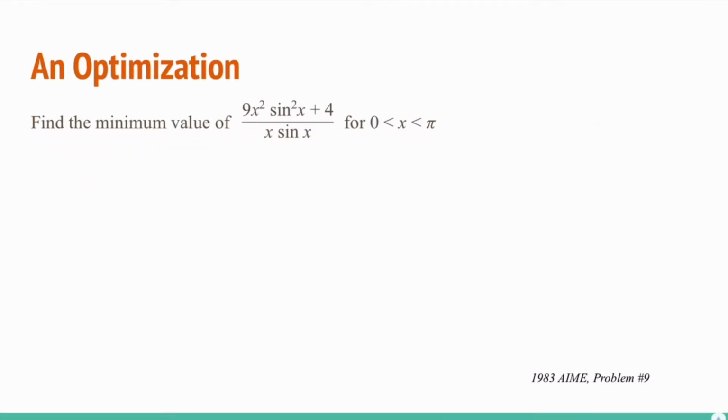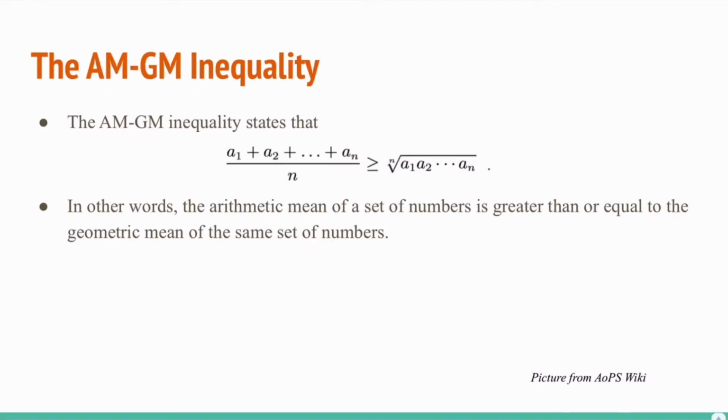Another type of inequality problem is an optimization. Find the minimum value of (9x² sin²x + 4) / (x sin x), for 0 < x < π. This problem looks complicated, but we might be able to simplify it. That is where the AM-GM inequality comes in.